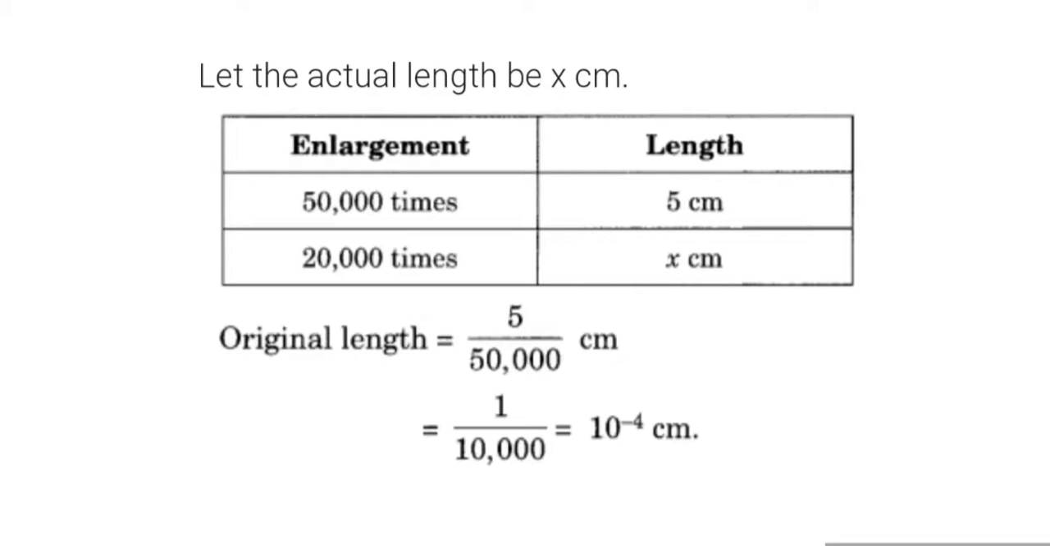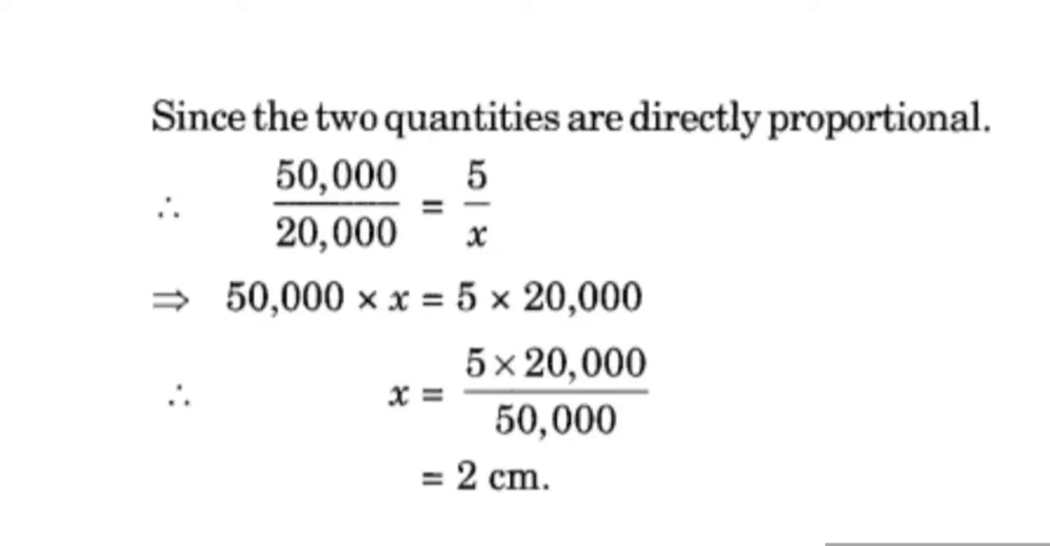So write in the fraction form. This we can write, original length is equal to 5 upon 50,000 centimeter. It means it is 1 upon 10,000. So this we can write in the power form. It will come 10 raised to the power minus 4 centimeter. So two quantities are directly proportional. So this we can write, 50,000 upon 20,000 is equal to 5 upon X.